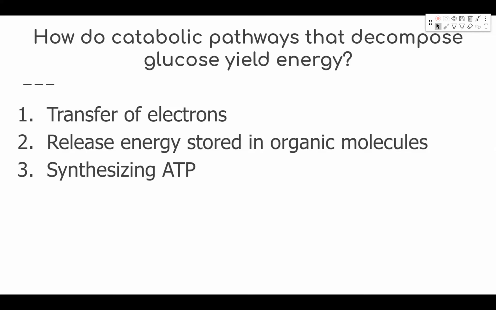Now, we're going to learn about those 3 steps in a level of detail you haven't quite gotten in biology before, but that's okay. That's why we're here. That's why it's AP biology. This is how we get from glucose to energy. We're going to transfer a bunch of electrons, we're going to release some energy stored in organic compounds, and we're going to make ATP. That's the goal. That's the money.